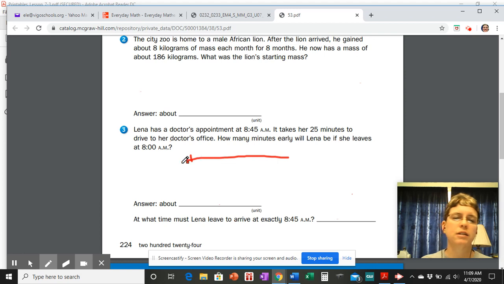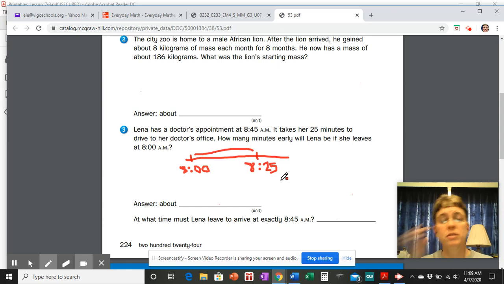Not a very straight line there, is it? Okay, 8 o'clock. And we're going to add 25 minutes on, and that's going to give me 8:25. Okay, and it says her appointment is at 8:45. So I'm going to do subtraction on this part.